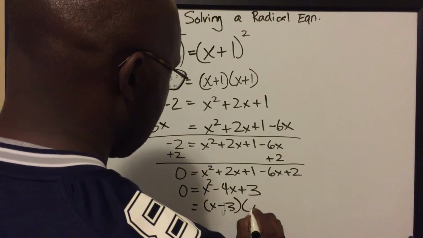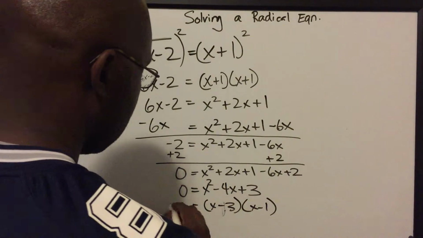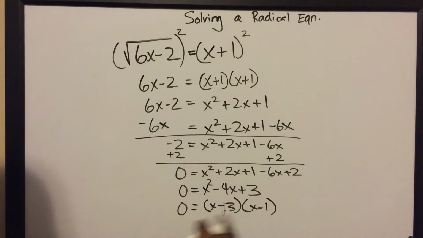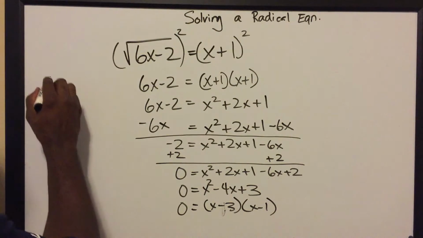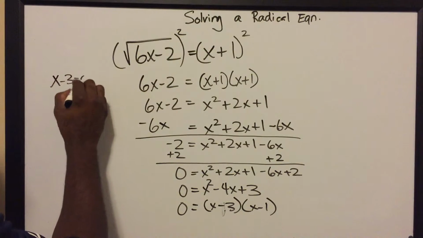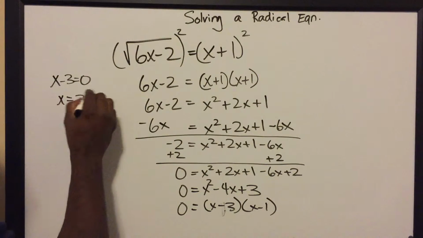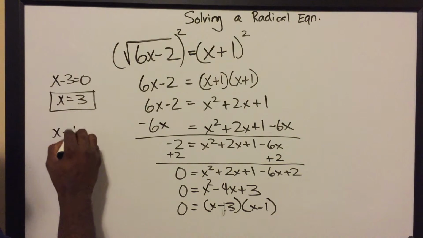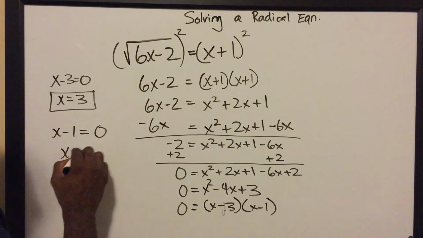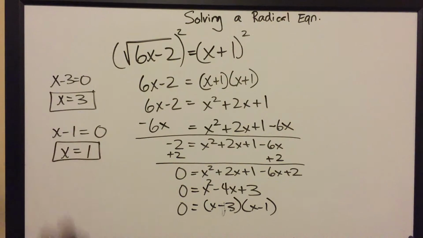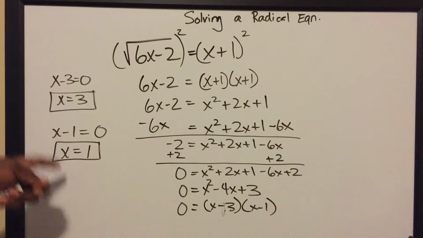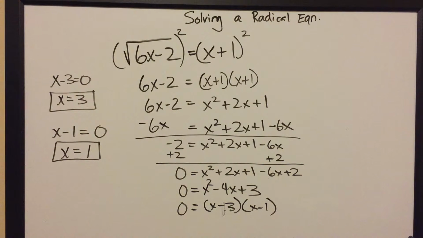x minus 3, x minus 1 equal to 0. Then I set each of these equal to 0. So x minus 3 equals 0, x is equal to 3. x minus 1 equals 0, x is equal to 1. And those are the final answers for this problem here. 3 and 1. All right?